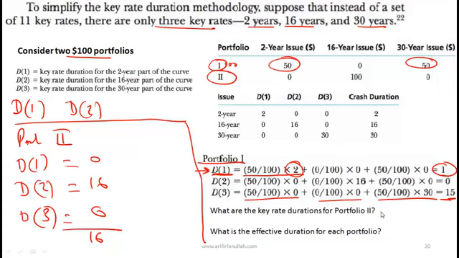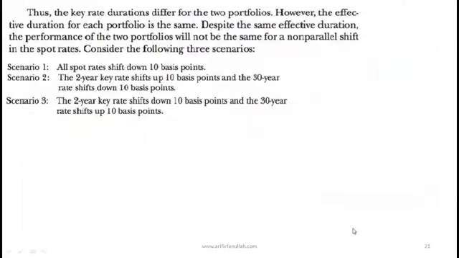Now let's continue with these numbers. We are going to look at different scenarios and see what happens to the two different portfolios. These scenarios involve non-parallel shifts in the yield curve. So the key rate durations differ for the two portfolios. However, the effective duration is the same, which is 16. Despite the same effective duration, the performance of the two portfolios will not be the same for a non-parallel shift in the spot rates.